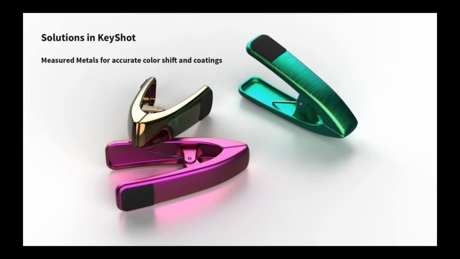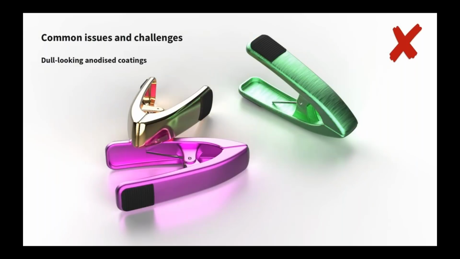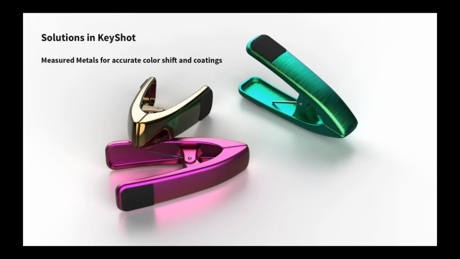Here's an example, the same set of clips as I showed in this example. With the KeyShot 6 metal, you get these blown out areas for colored metals. Now in KeyShot 7, with the measured metals and the anodized options, you get much richer coloring and much more accurate color gradation.